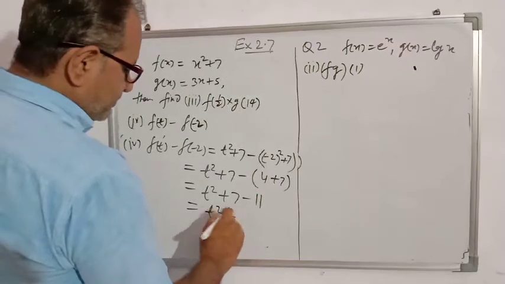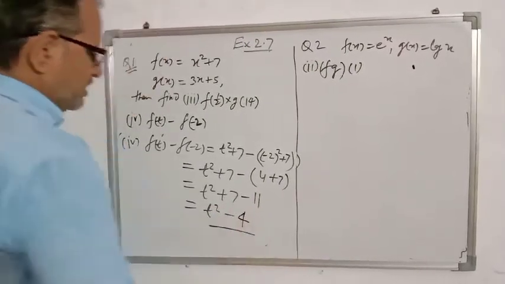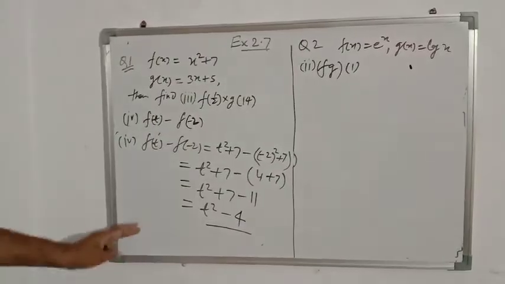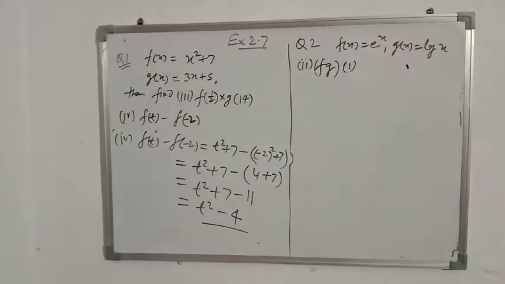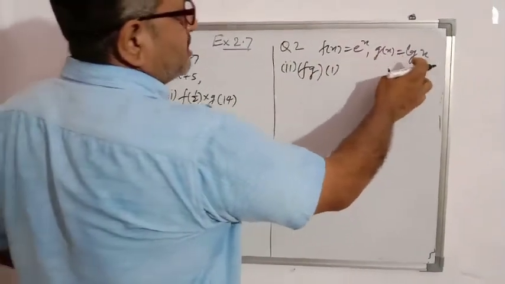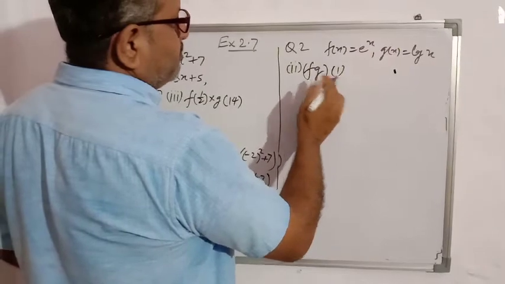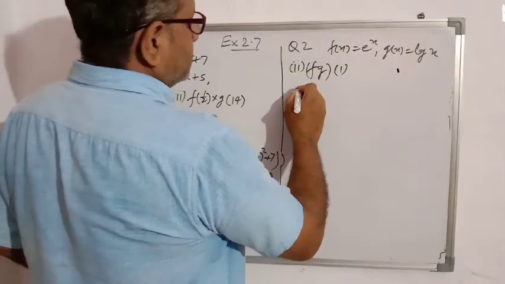7 minus 11 minus 4. So t square minus 4 will be the answer. See the second question. fx is equal to e to the power x, gx is log x. We have to find fg, f into g, the product of both the functions.